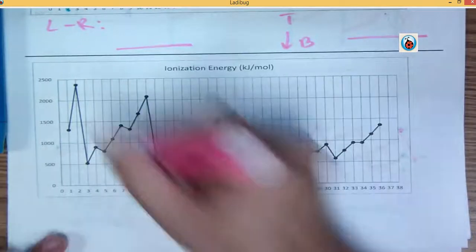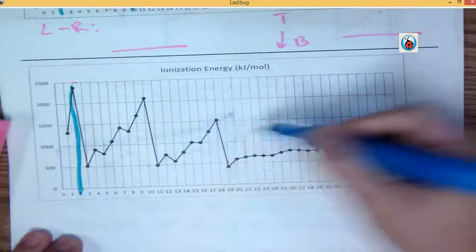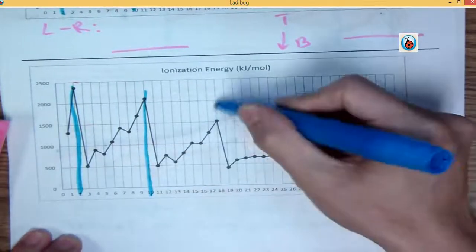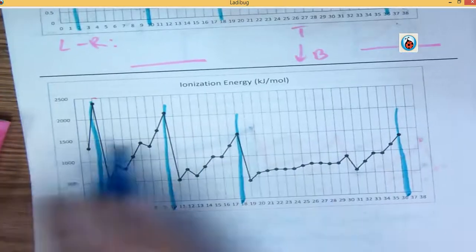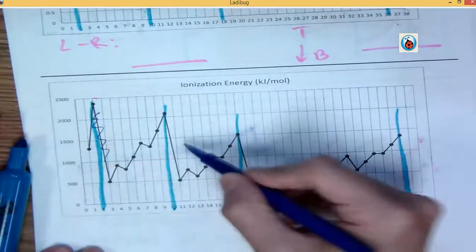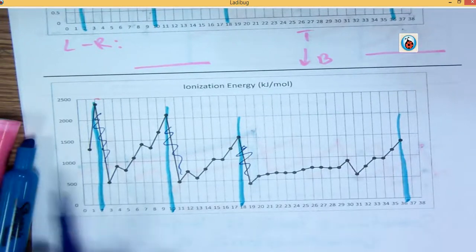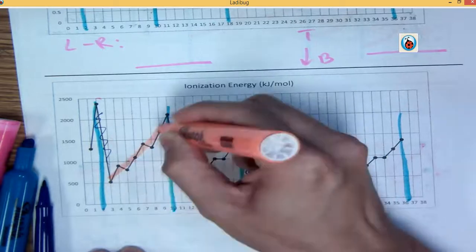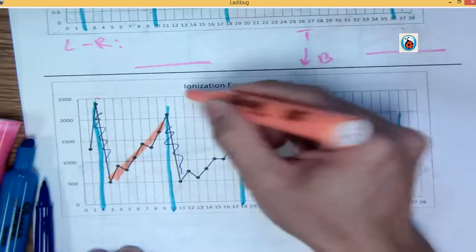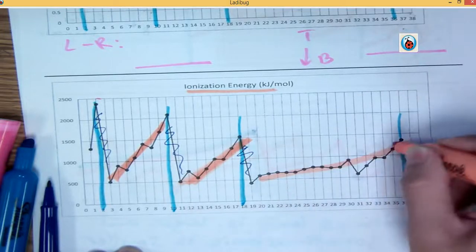And then do exactly the same thing with the next graph. So here, split up. The first row ends right there. 2, 10, 18, and 36. We can ignore these jumps here. They're not supposed to be there. Okay, treat them as if they're not there. So going across a row, the general trend of ionization energy. This last one's about ionization energy. Going across a row, a period.